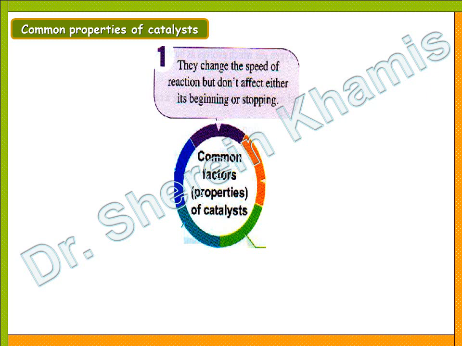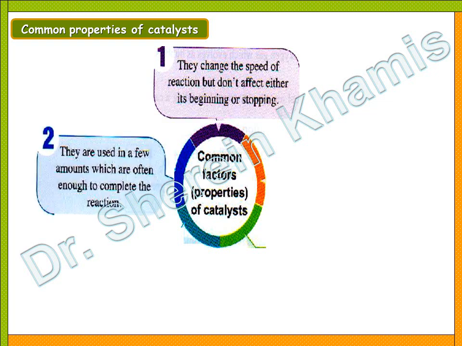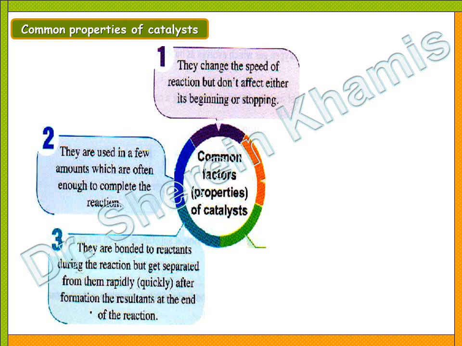The first one: it changes the speed of the reaction but doesn't affect either the beginning or the stopping. Also, they are used in a small amount, which is enough to complete the reaction. Also, they are bonded to the reactant during the reaction but get separated from it quickly, forming the resultant at the end of the reaction.